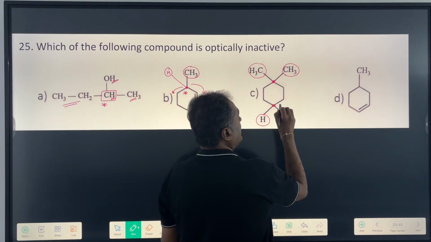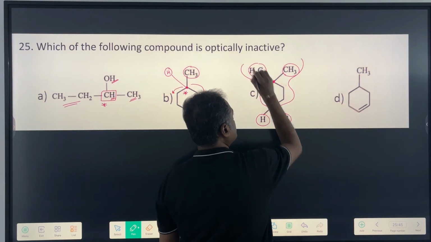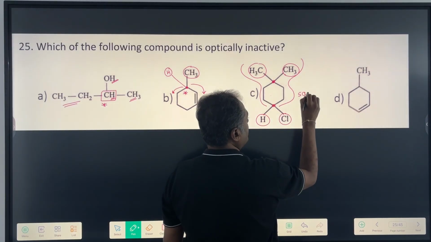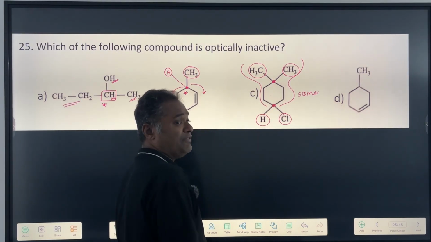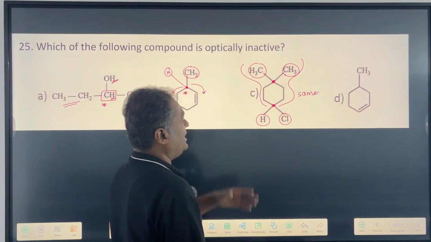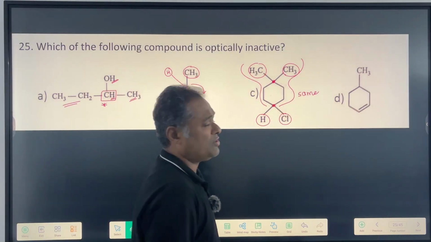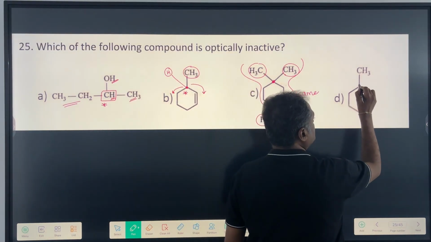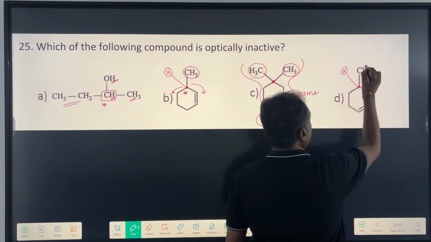different, but now when you see the other groups, are these groups same? And if these groups are same, this compound would be having no chiral center, and since no chiral center, this compound would be optically inactive. Now same way you can even check this also. If you check this, it has got one H, so these are two different groups.